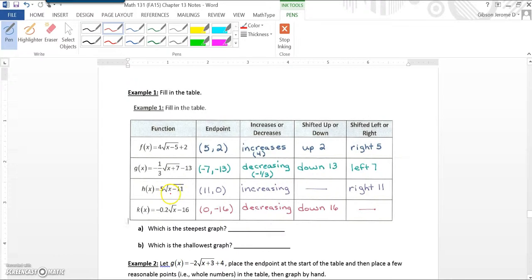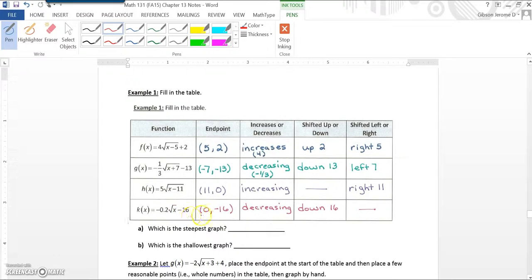Okay, now we have 5 times the square root of x minus 11. We know that it'd be 11 for the h value or x value, and since we don't have a plus k, it'll be 0. Then we know it's increasing because this number is greater than 1. And then we know shifted up or down is dependent on k, and since that's 0, it's not doing it. And then we know it will go right 11 because this is subtract 11 here.